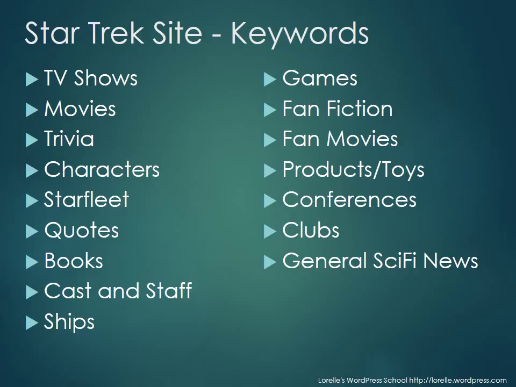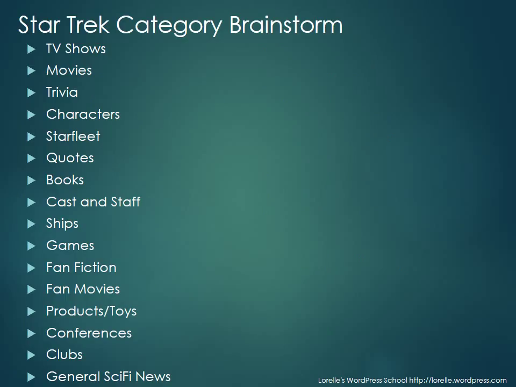So let's go through a quick example. Let's say I want to create a Star Trek site. So I've made my huge list, and here's just a little sample of them that we can work with. So I want to talk about all these different things that deal with Star Trek. Here's my list. Now I need to take that list and start grouping them together into just a few categories.